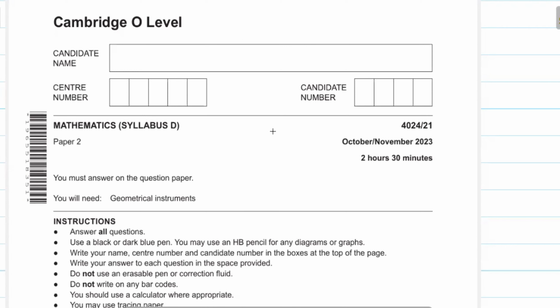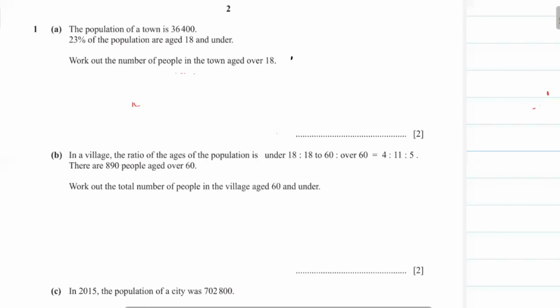Let's start the paper. Question number 1, part A. The population of a town is 36,400. 23% of the population are aged 18 and under. Work out the number of people in the town aged over 18.